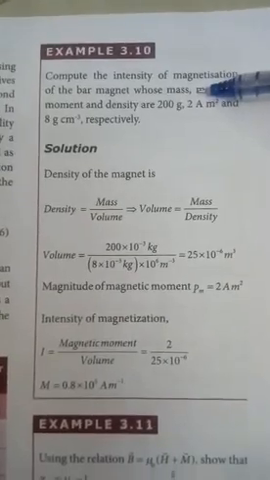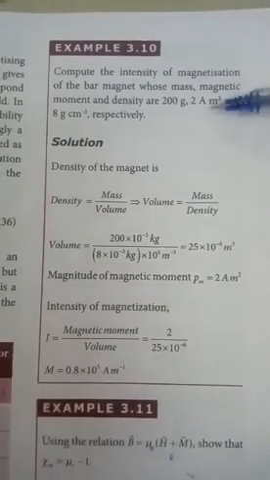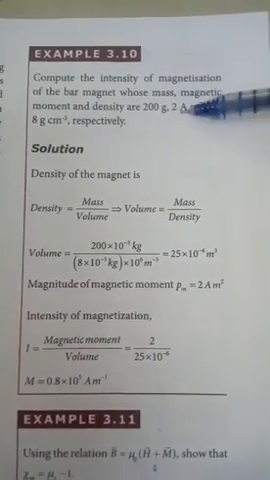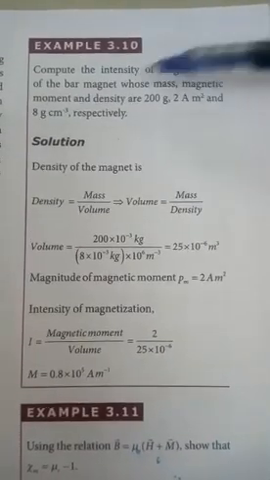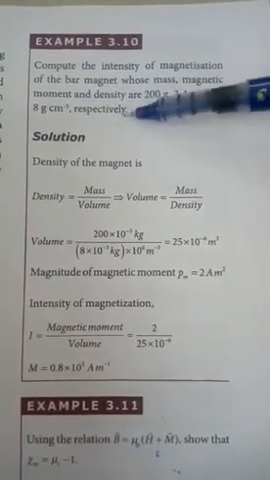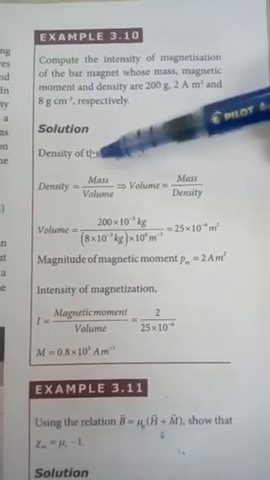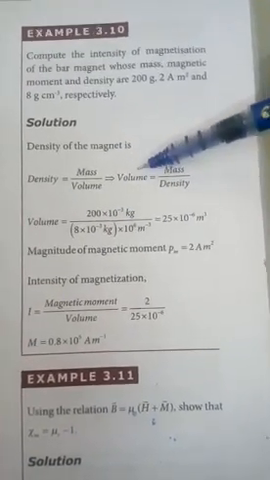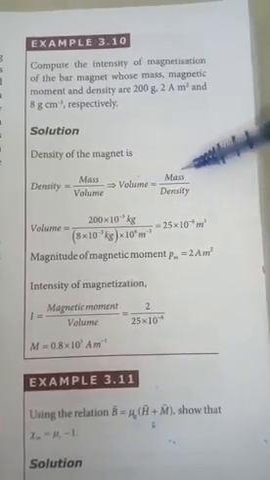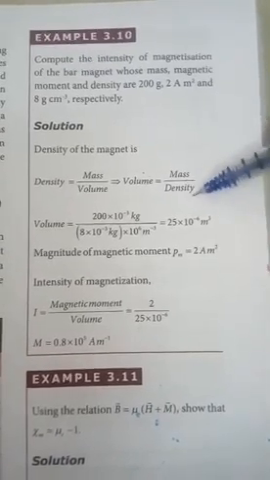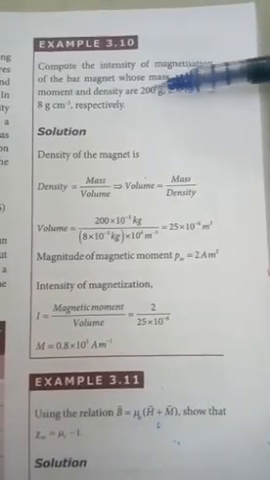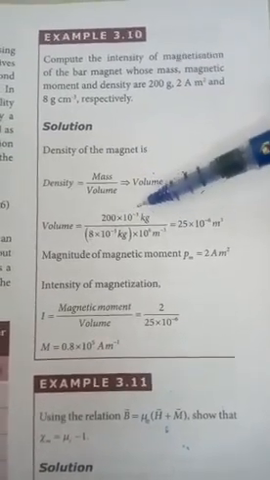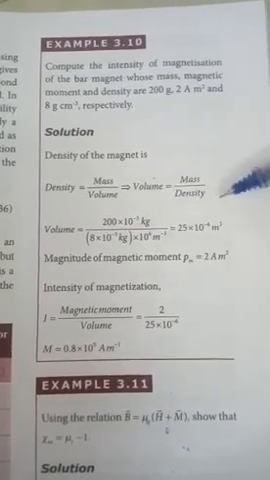Next, an example problem, example 3.10. Find the intensity of magnetization of a bar magnet whose mass, magnetic moment and density are given. So, solution. Density is equal to the general formula mass by volume, so we have to find the volume. Volume is equal to mass by density. The mass value is already given, 200 grams, which can be converted into kilograms: 200 into 10 to the power minus 3 kilogram, divided by the density.